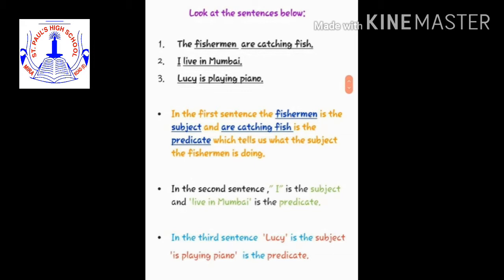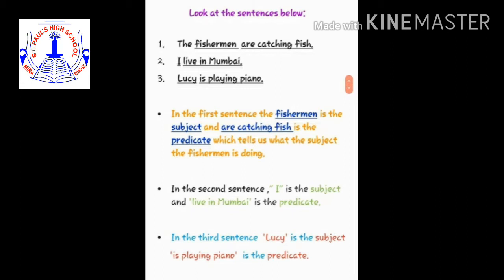In the first sentence, we are talking about fishermen. So the word fishermen we are going to underline. Why are we going to underline the word fishermen? Because fishermen is our main subject in our first sentence. Now what are we saying about the fishermen? They are catching fish. So catching fish is the predicate in our first sentence.